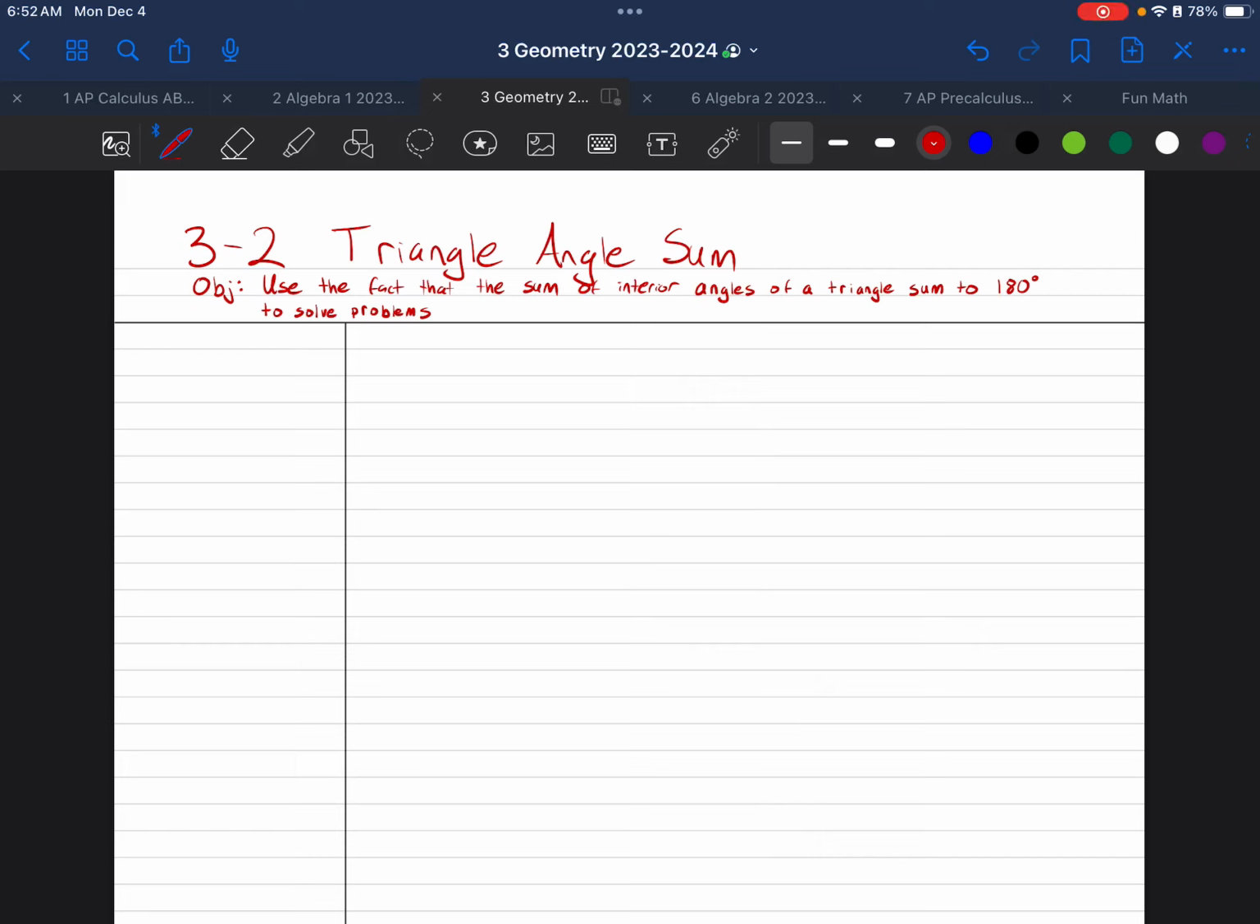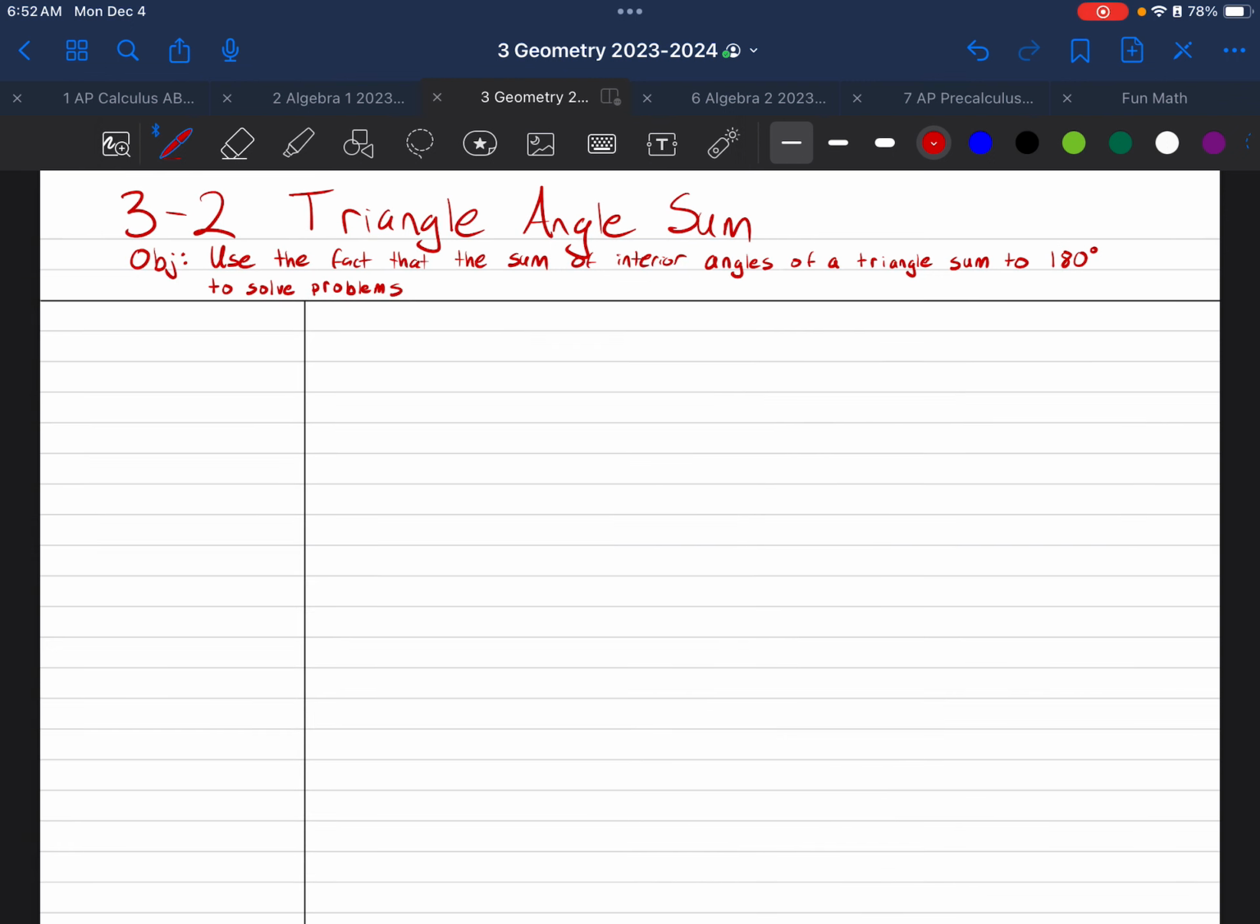This is Geometry Lesson 3-2, Triangle Angle Sum. Our objective today is to use the fact that the sum of interior angles of a triangle is 180 degrees to solve problems. So the first thing I want to ask is why? Why do the sum of the interior angles of a triangle always add up to 180 degrees?